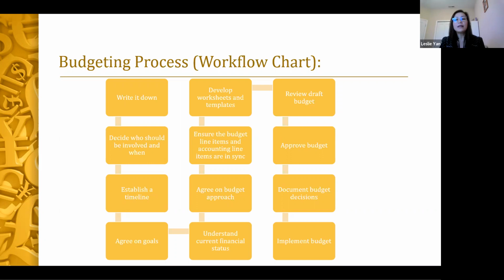Once you have all the details ready, review the final draft budgets again to make sure that you have accounted for everything that you wanted to account for next fiscal year.